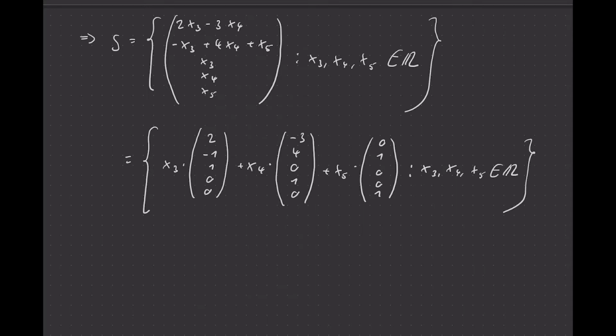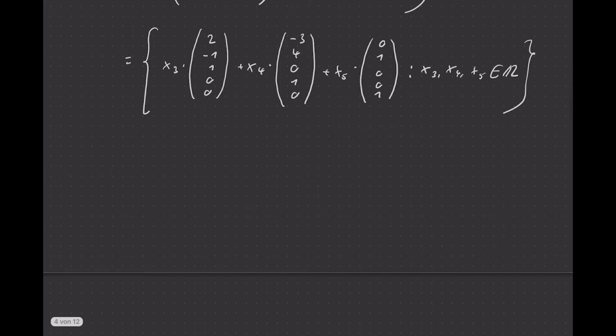Now what do we have here? Well, basically, this part here is a linear combination of this vector and this vector here. And as our x is the coefficient in front of those vectors, it can assume any real number as a value. What we have here is effectively the set of all possible linear combinations of those three vectors.